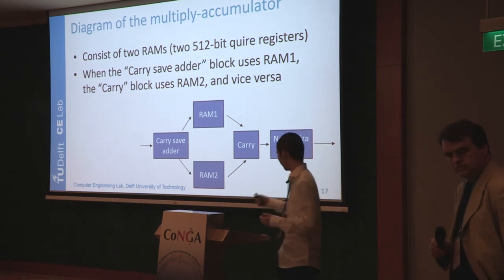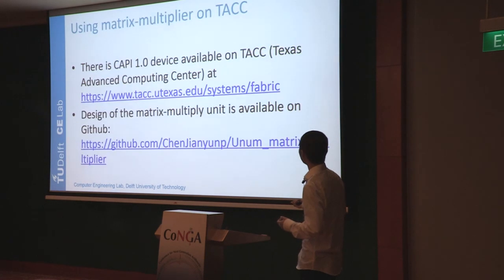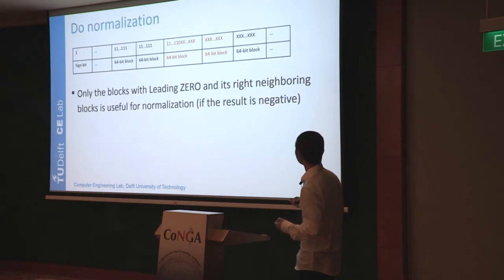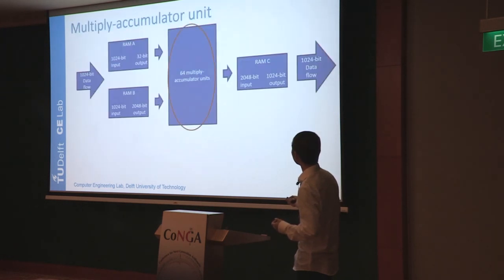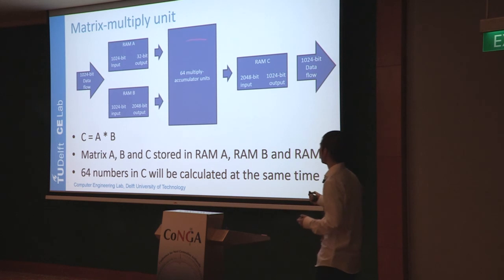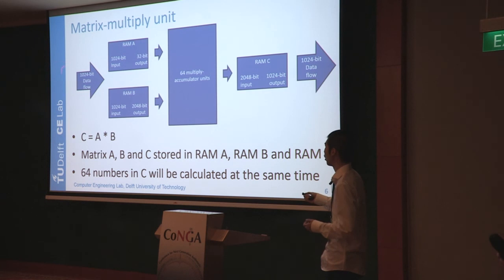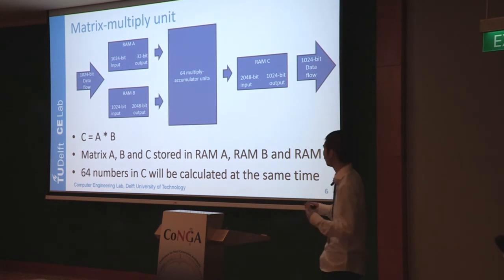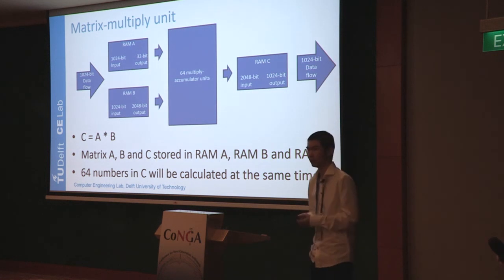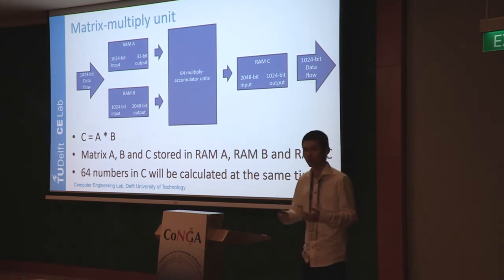Here we have 64 matrix multiply units, but due to the limit of the throughput, it's not that useful to add more. But if we use the OpenCAPI interface, we can have more multiply-accumulator units here, which can increase the speed.